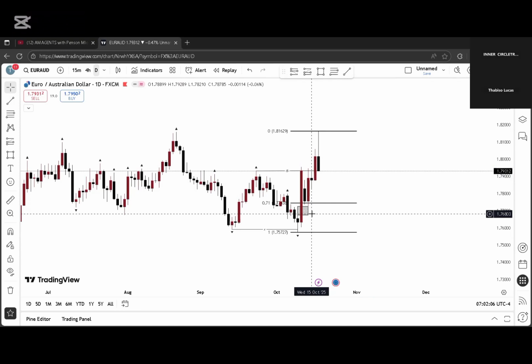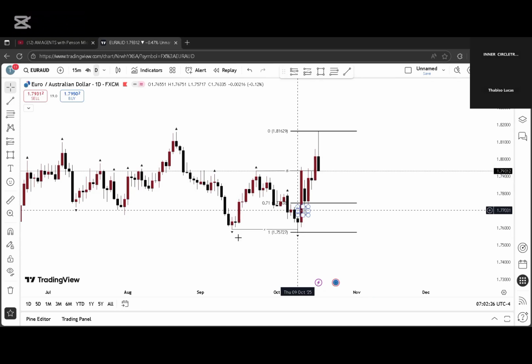to confirm that my entry is valid enough, there has to be a fair value gap around this area, right? There has to be a fair value gap around this area. If there's no fair value gap around this area, I will not enter the trade. You see, I will not enter the trade. And yeah, this is it. I consider this an A plus setup.